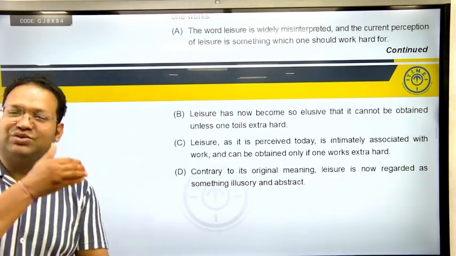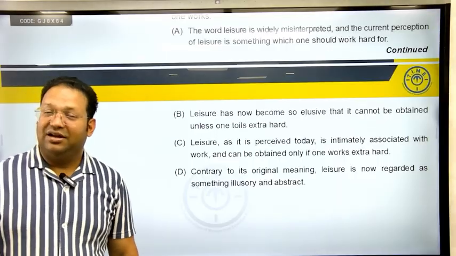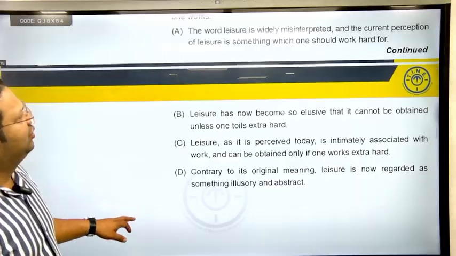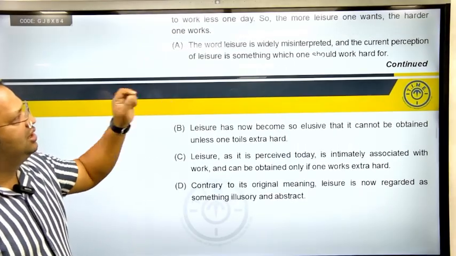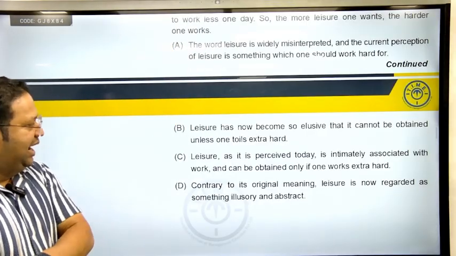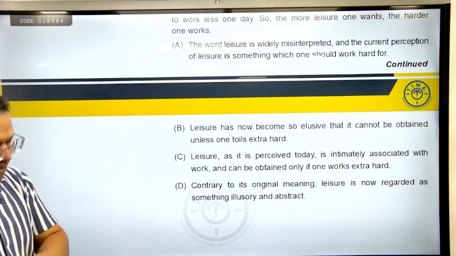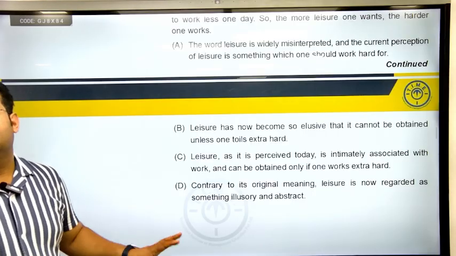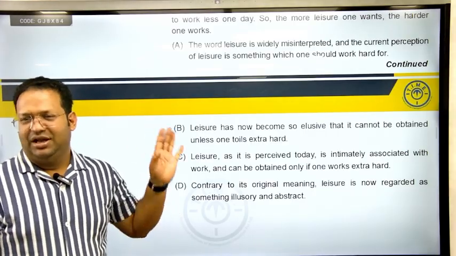What about the first one? That earlier it was a withdrawal from activities, which is given here. The word leisure is widely misinterpreted, and the current perception of leisure is different. This is the first one that is said. And the last option says, contrary to its original meaning, leisure is now regarded as something illusory and abstract. This is not given anywhere in the passage. Leisure is not abstract.